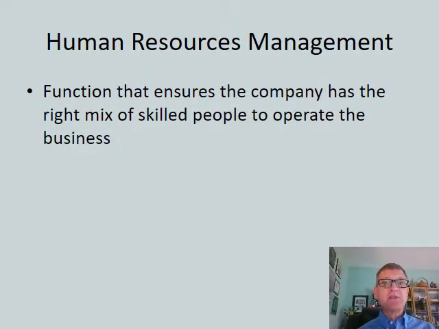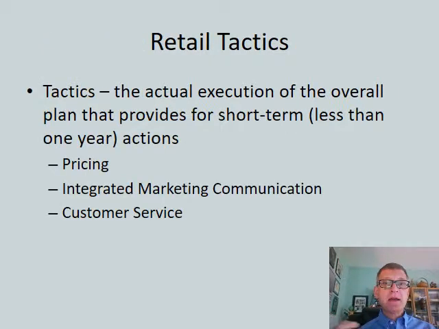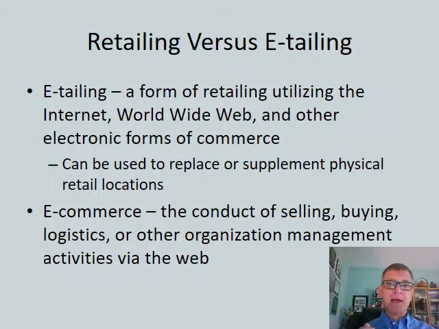Human resources has to do with finding the right mix of skilled people to operate the business. Tactics have to do with the execution of the strategy, the plan, and they're usually more short term. And that's things like pricing, integrated marketing communication, which has to do with how everything looks from the outside. We've got it all integrated and we're able to get our message across, and customer service would be examples of that.